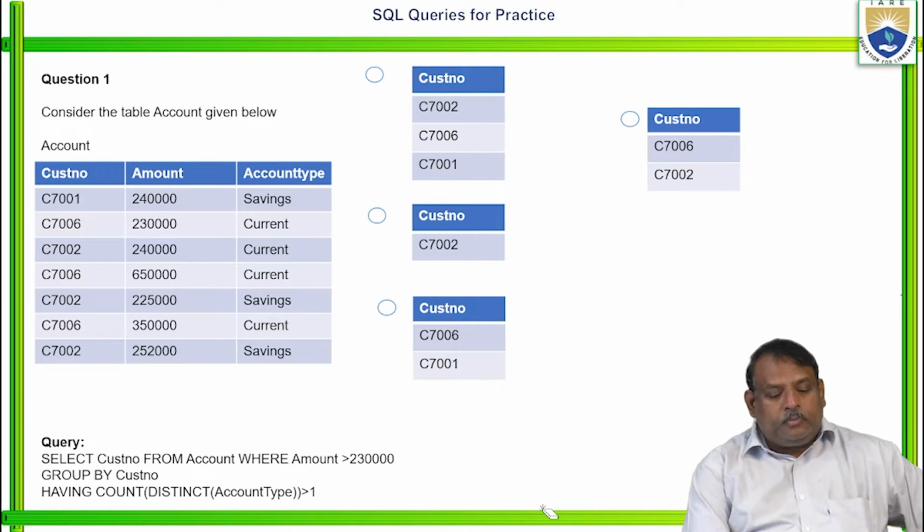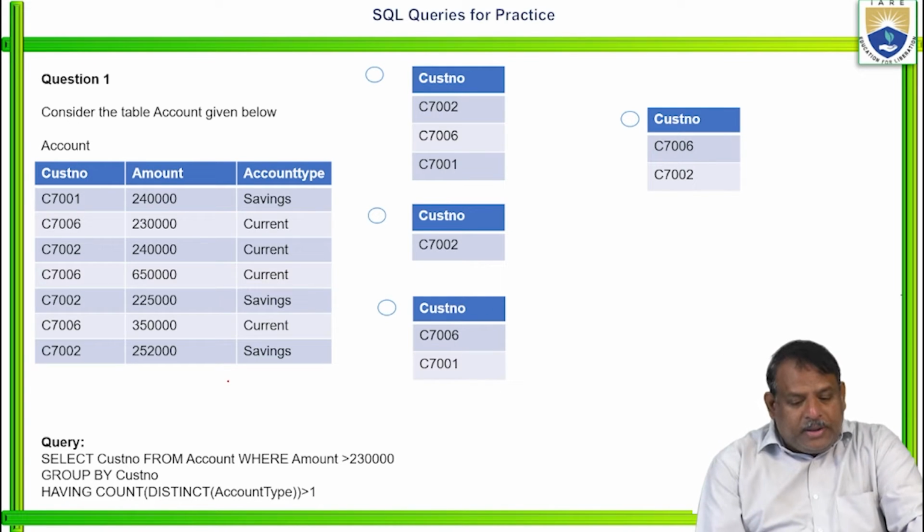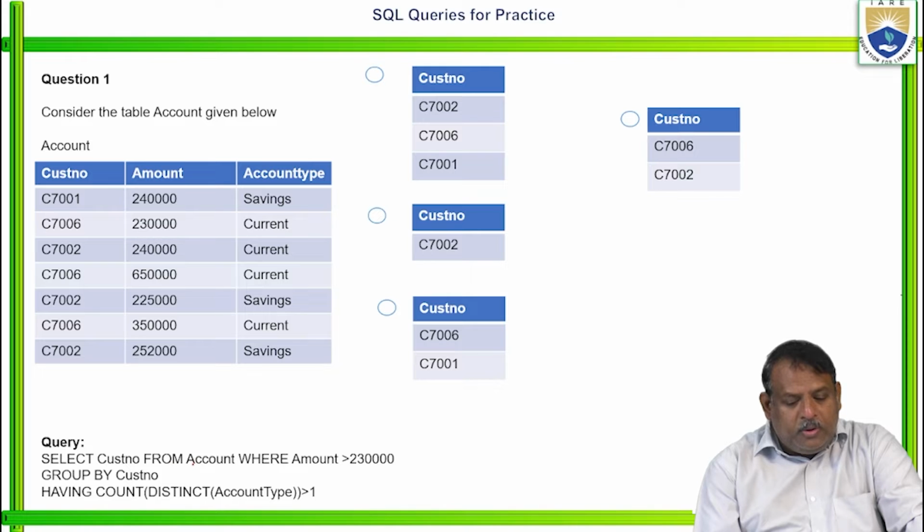First question. So consider the table given below. It has 3 columns: customer number, amount, and savings. So 3 columns are there, and there are some rows here. Now what is the query? Select customer number from account where amount greater than 23,000, group by customer.